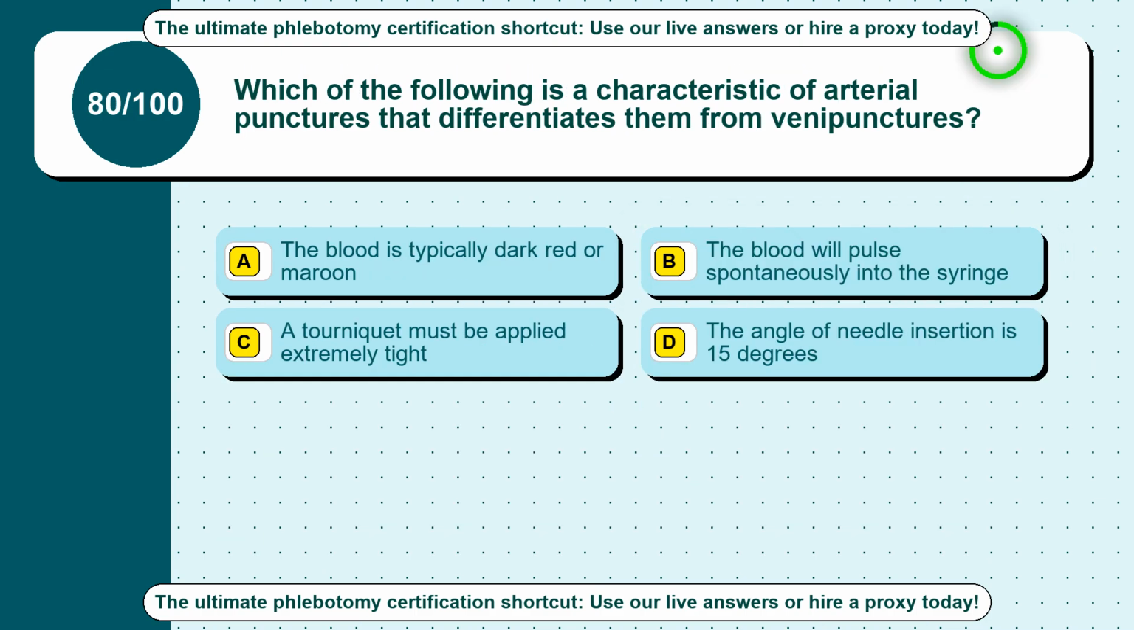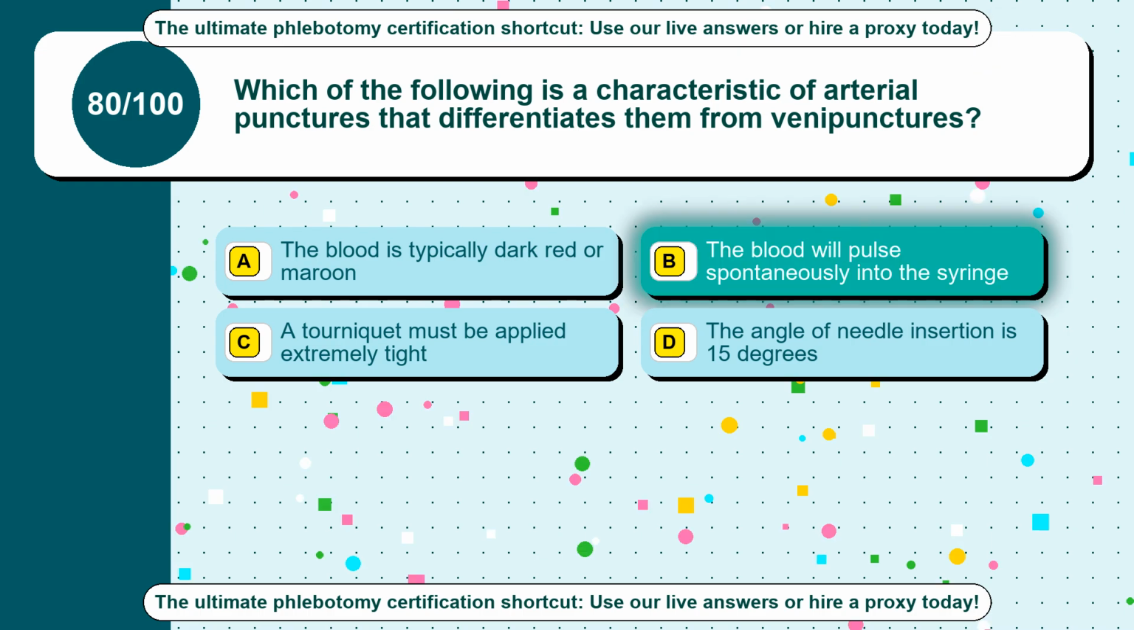Question 80. Which of the following is a characteristic of arterial punctures that differentiates them from venipunctures? Option A. The blood is typically dark red or maroon. Option B. The blood will pulse spontaneously into the syringe. Option C. A tourniquet must be applied extremely tight. Option D. The angle of needle insertion is 15 degrees.